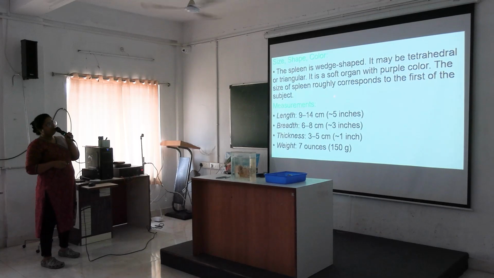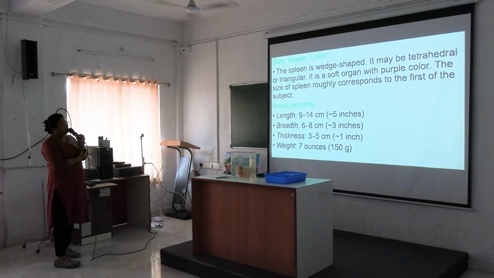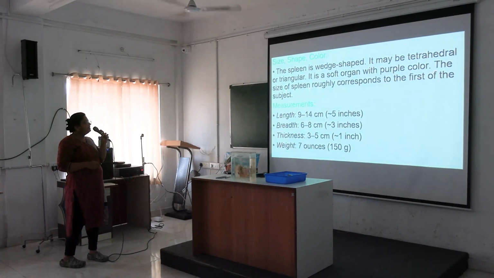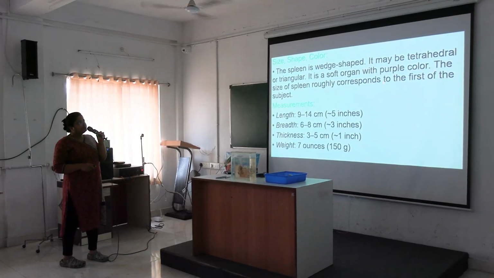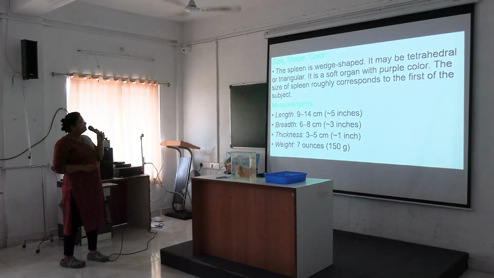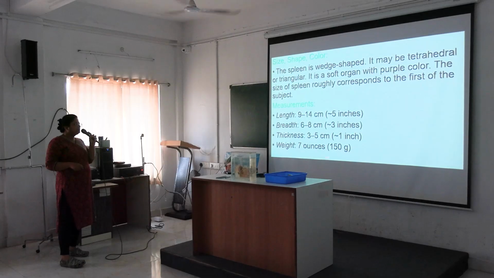It is wedge shaped. It may be tetrahedral or triangular in shape. It is a soft organ with purple color, and the size of the spleen roughly corresponds to the fist of the subject. And these are the measurements: length, breadth, thickness, weight.